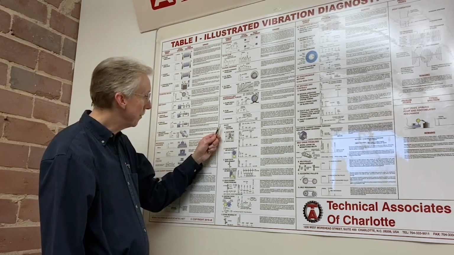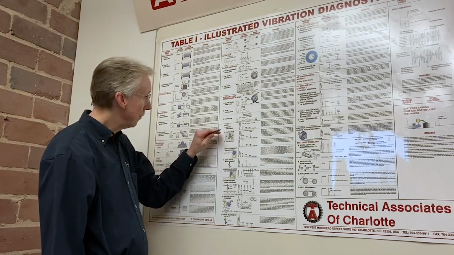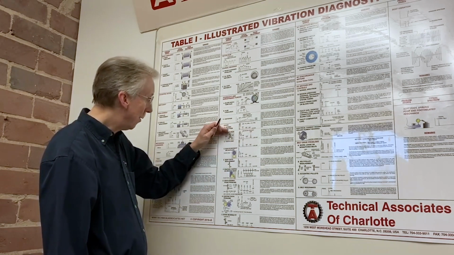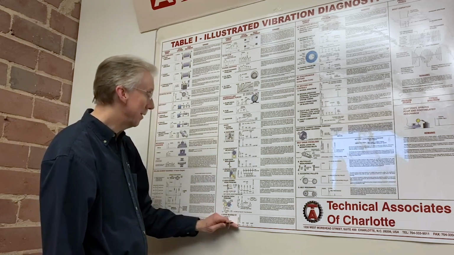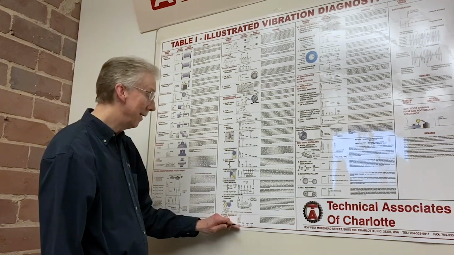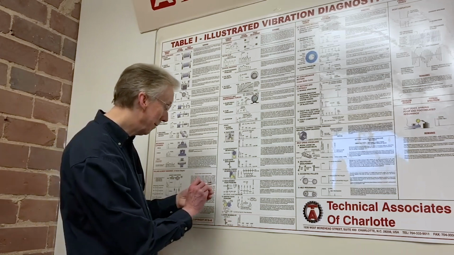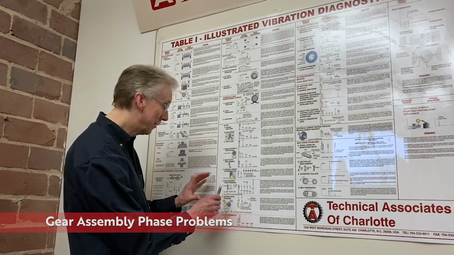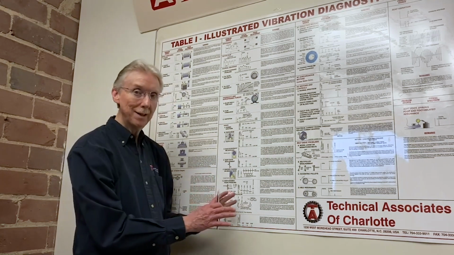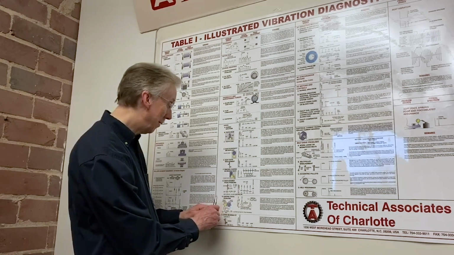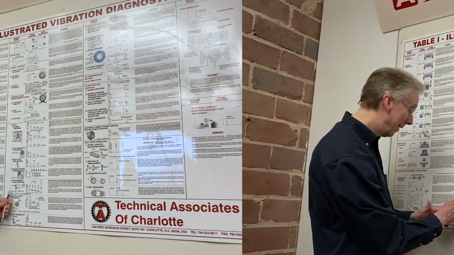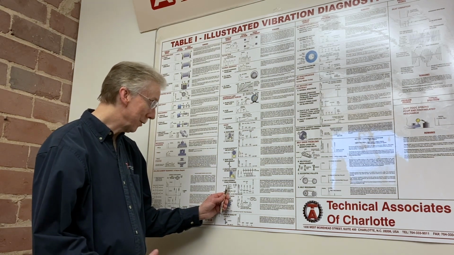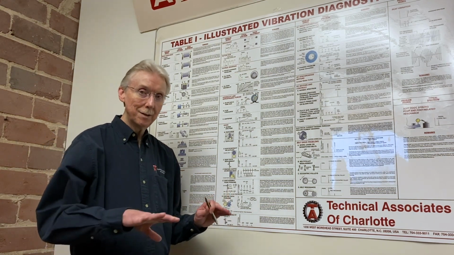Now, these past few Wednesdays, we've been talking about a series of gear problems, ranging from when the gears are in good condition, normal spectrum, all the way down through a whole series of other problems. Today, we're going to focus in on gear assembly phase problems. And this is a very serious problem which very few people know about in the nation or throughout the world for that matter. So let's take a look at gear assembly phase problems that can result in significantly shorter life.